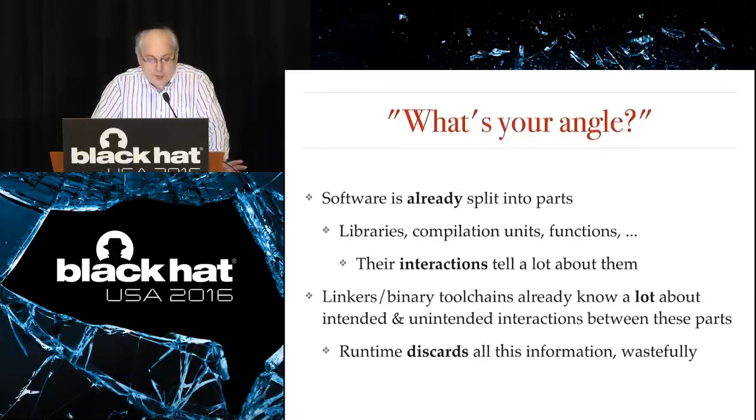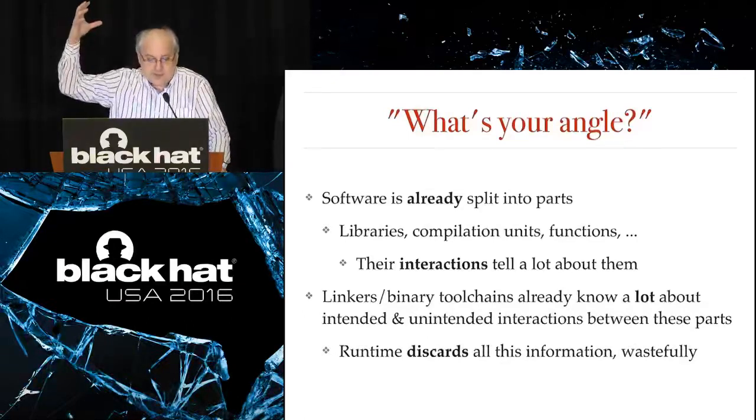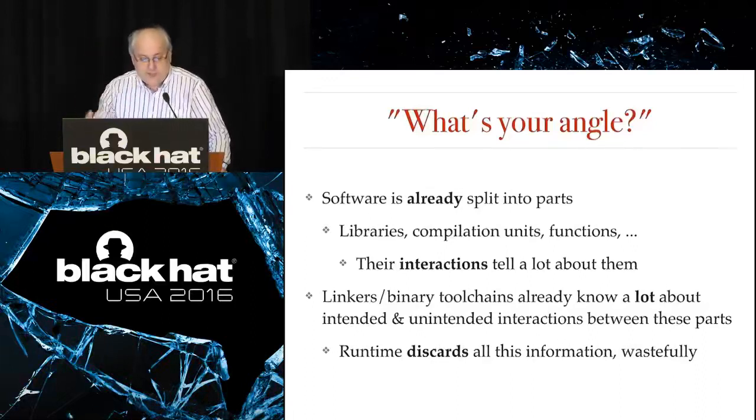Moreover, the linker knows about all of these interactions. And you can tell a lot about a piece of code by its interactions. If it looks at your keys, it had better be your crypto library. If it parses your image, it had better be your graphics library. Now, the compiler passes it on to the assembler. The assembler passes it to the linker. They all see those parts of the program.